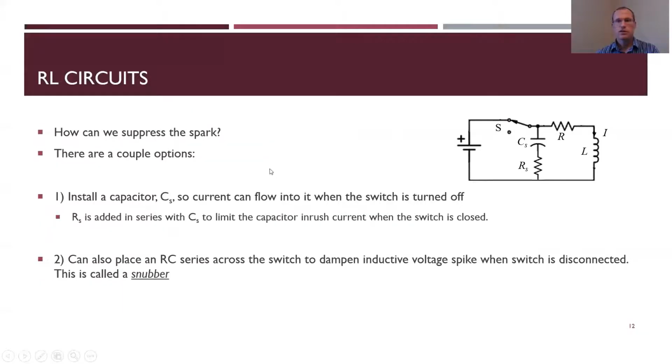So a couple options to suppress the spark. You can install a capacitor so that when the inductor discharges, it doesn't drop right down to 0, because the capacitor is here to help it limit that inrush of current. You can also place an RC series across the switch. So over here, you can have some capacitors instead of down there. Either way, that suppresses that instantaneous jump, and that way you don't have an infinite voltage, theoretically anyway.